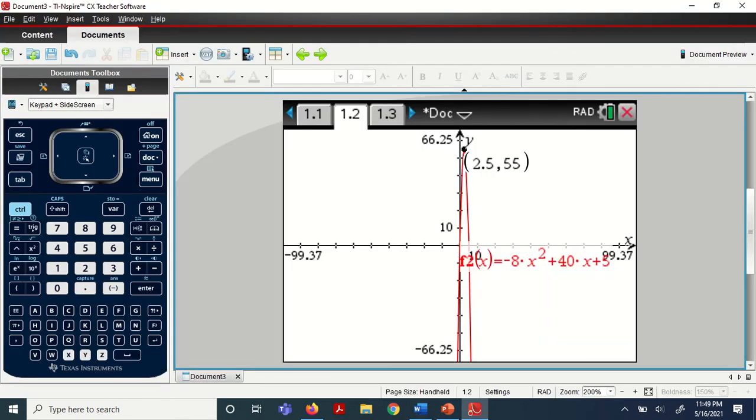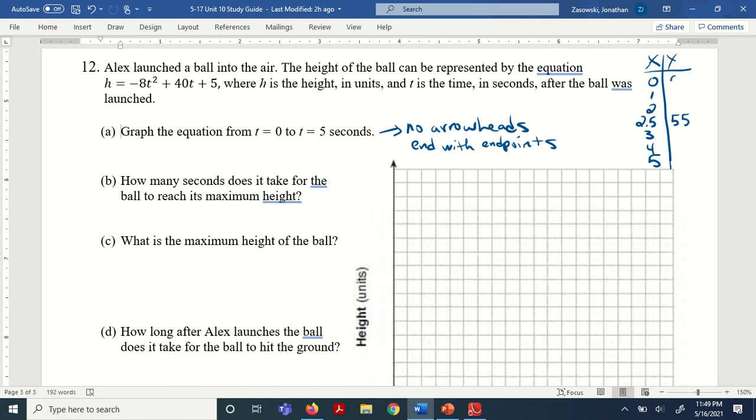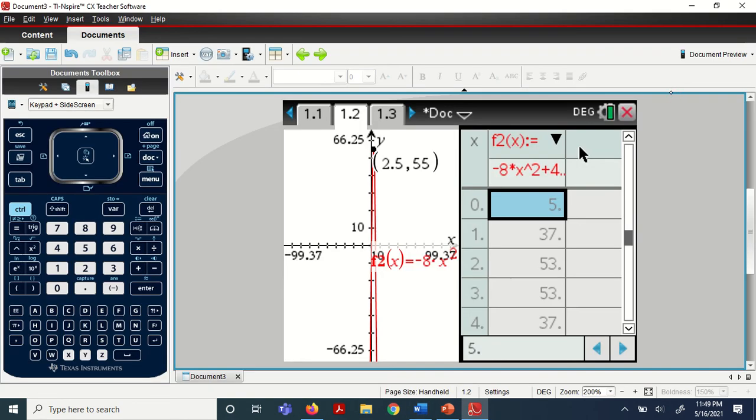Okay, Control T to see the other points. And then starting with 0 is 5. 1, you know what?